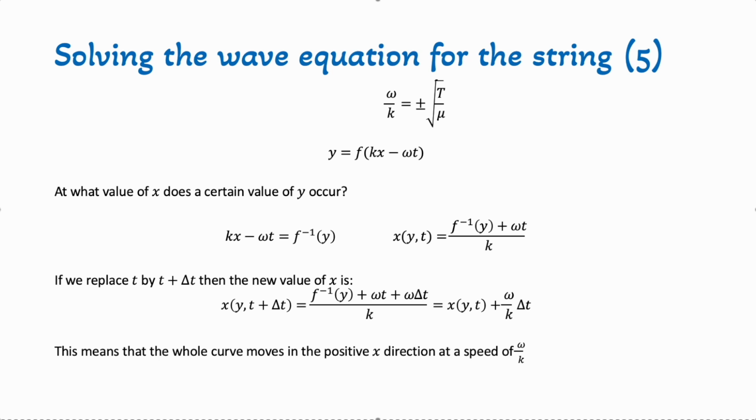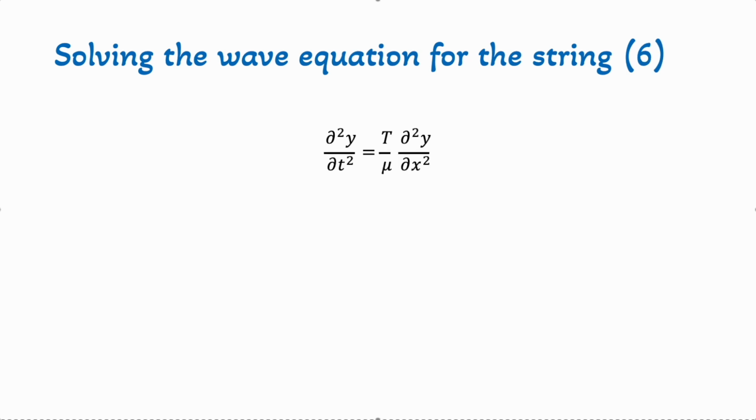We now have a whole family of solutions to our equation. So it really can be anything, any shape of pulse or any shape of wave, providing it moves in either direction along at a speed of omega over k, then it's going to be a solution to our wave equation. We now have two whole families of functions which satisfy our wave equation.